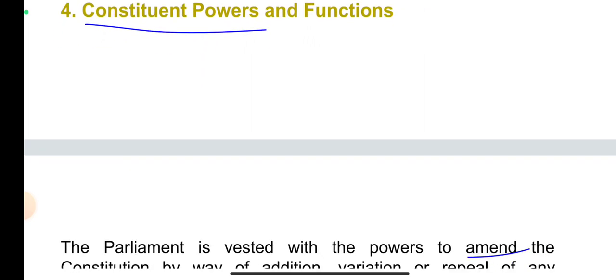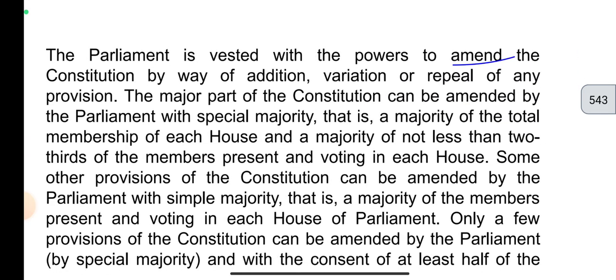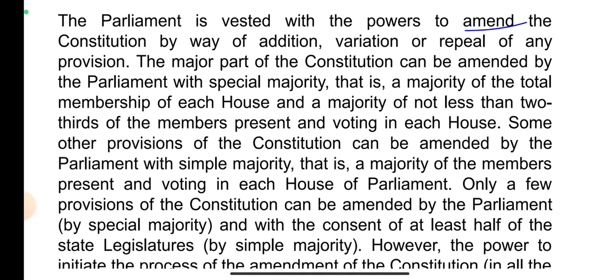Now, constituent powers and functions. The Parliament is vested with the powers to amend the Constitution by way of addition, variation, and repeal of any provision. The major part of the Constitution can be amended by the Parliament with special majority, that is, a majority of the total membership of each House and a majority of not less than 2/3 of the members present and voting in each House. Some other provisions of the Constitution can be amended by the Parliament with simple majority, that is, a majority of the members present and voting in each House of Parliament.